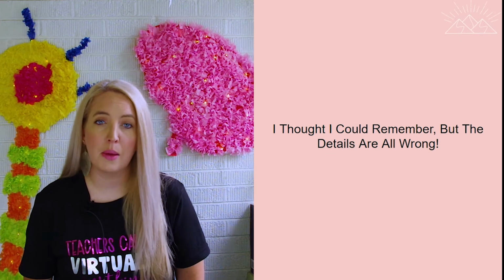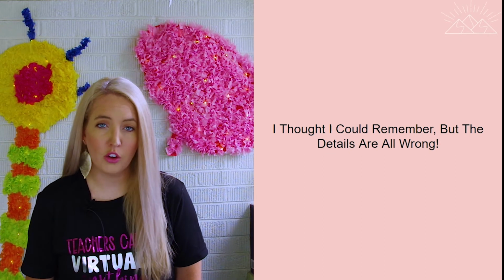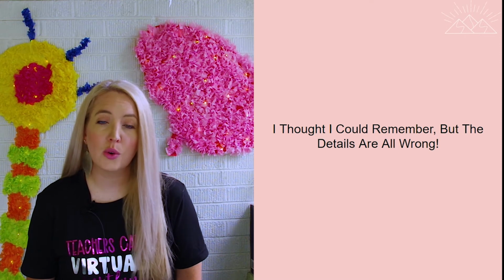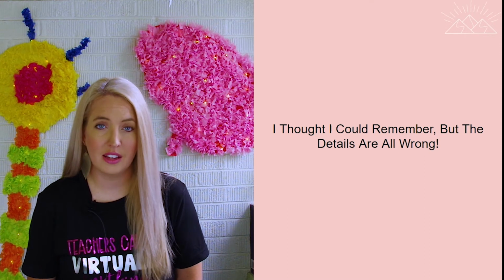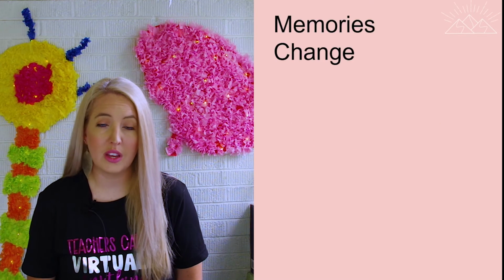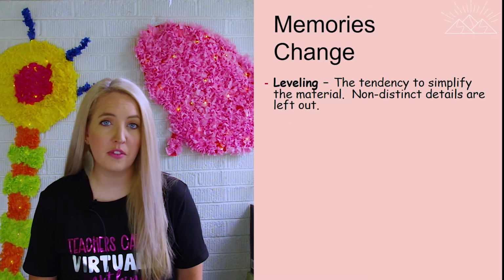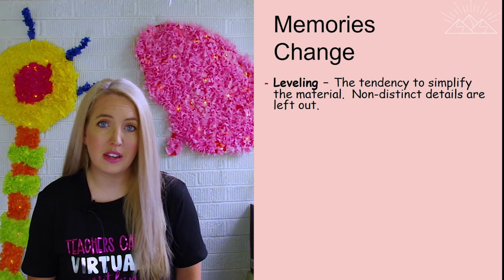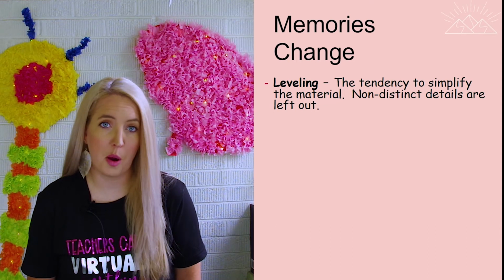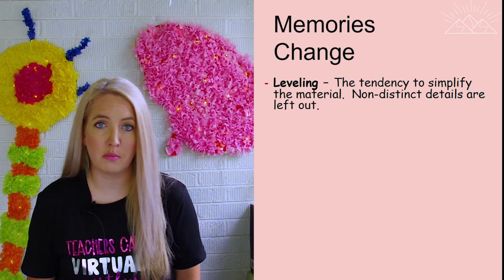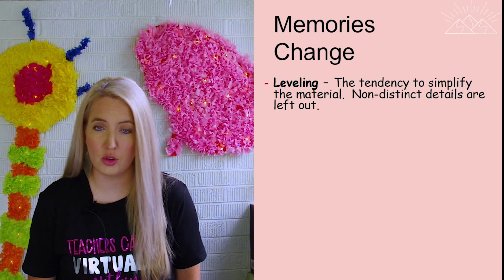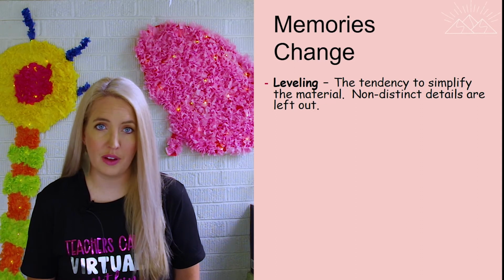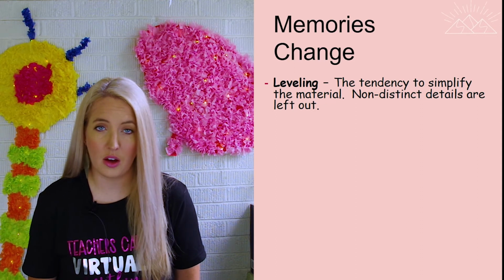Some of the ways that our memories change over time are known as leveling, sharpening, and assimilating. So when we are reflecting back on an event, some information we deem to be important, and some information we deem to be not as important. And so sometimes information gets dropped from our memory if we didn't think it was important to pay attention to and encode. And that is known as leveling. Sometimes we simplify details, and so things get left out.